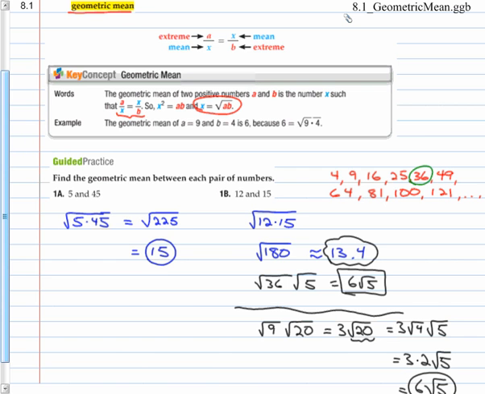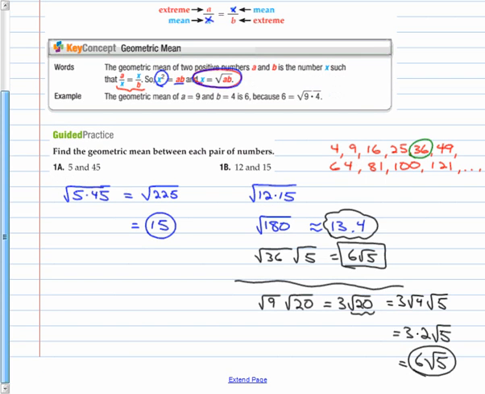Geometric means are in the means position of a proportion. Geometric means are different than the average, the algebra mean. So the means position in a proportion, if I did the cross products, x times x is x squared equals AB, which means x, if I took the square root, is the square root of a times b, and that is the formula we can use to find the geometric mean, which we did right down here. Geometric mean between 5 and 45 is the square root of 5 times 45.